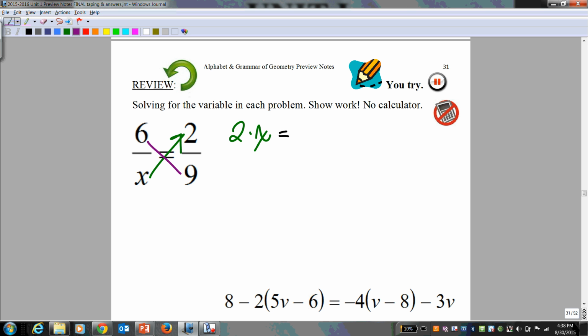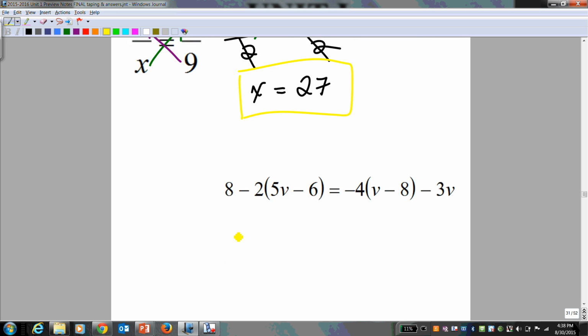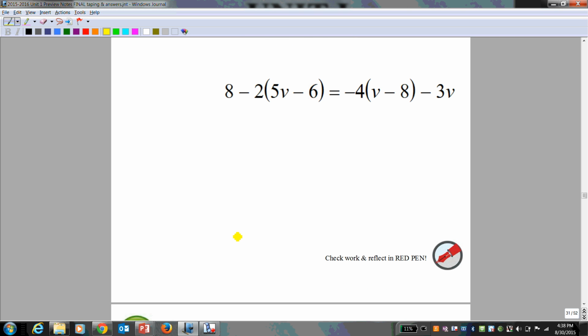And notice when I do this, watch. Wait a minute, why didn't I multiply 6 times 9? That's because the key to multiplying is actually not multiplying. It's factoring. So I'm just going to leave it as 6 times 9. I'm going to divide by 2 here. And now I can factor this out. 2 goes in here 3 times. X equals 3 times 9, 27. And I am done. So the key to multiplying is actually not multiplying. It's factoring. Let's check your work here.